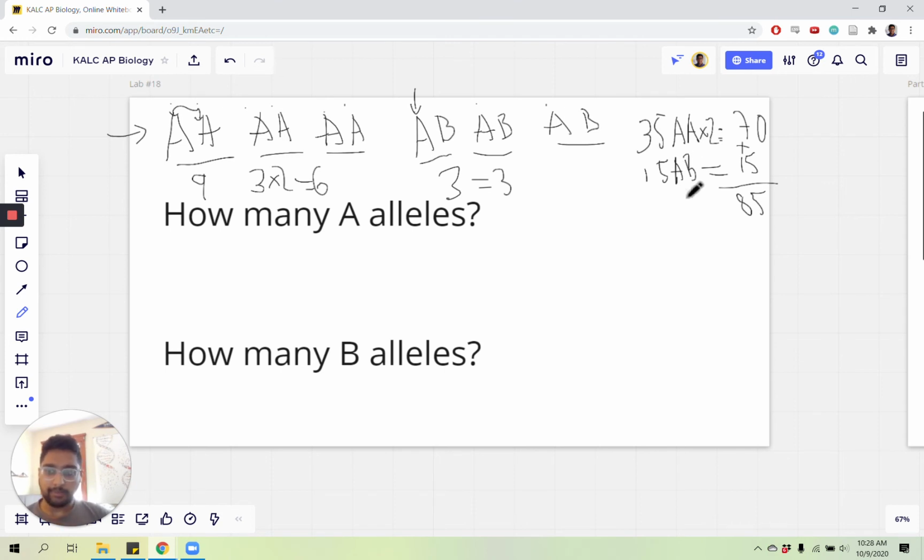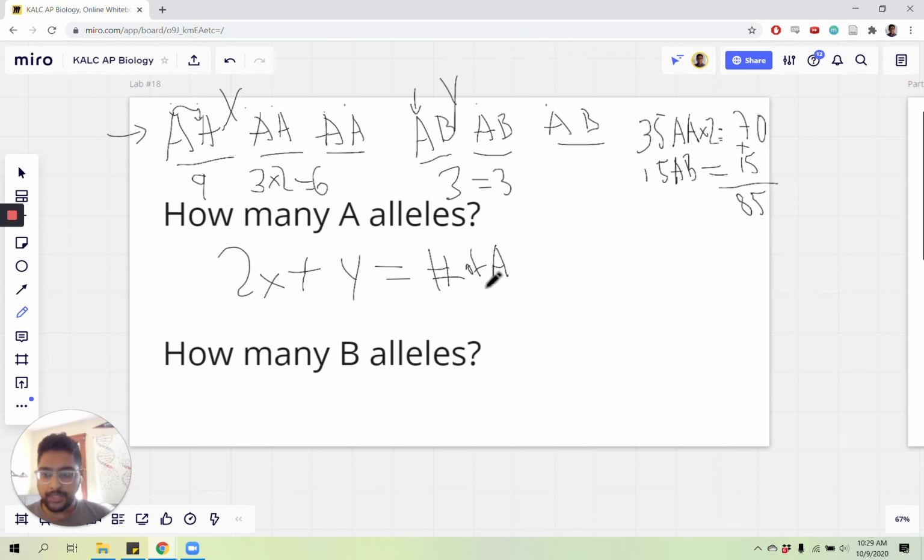The question is, how is that going to help us on this lab? Well, given that we know this information, we can write an equation for it. If, instead of AA, we just called every individual with AA X, and instead of AB, we called every individual with AB Y, we know that we want to add them together, so we can put a plus. We know that we have to multiply X by 2, so we can say 2X. And we just want to add however many Y, so we can just add Y. So 2X plus Y will give you the number of A alleles.